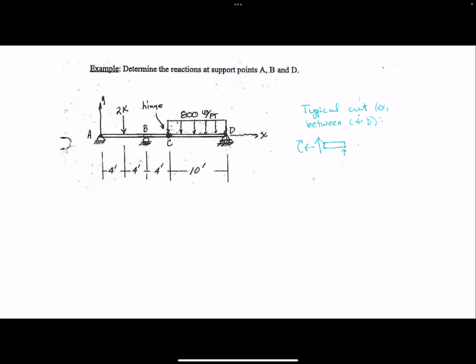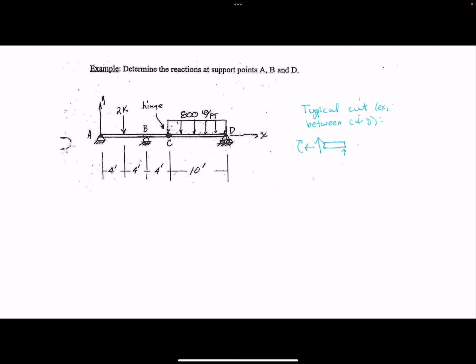Now we'll look at an example of evaluating the reactions of a beam that has an internal hinge. All right, so this beam has a pin at A, a roller at B, an internal hinge at C, and then a roller at D. The sketch is a little bit unclear, but this is a roller. It's got the 2 circles below a triangle.